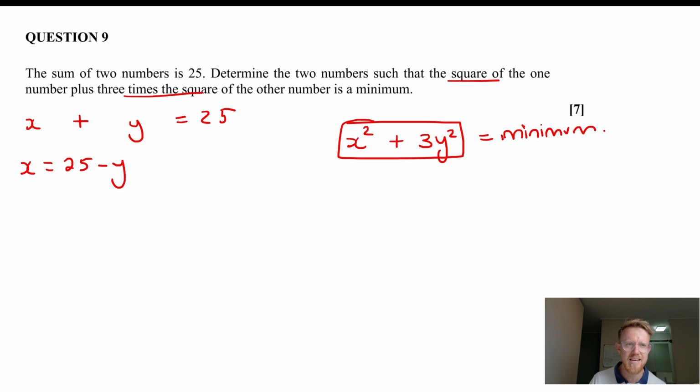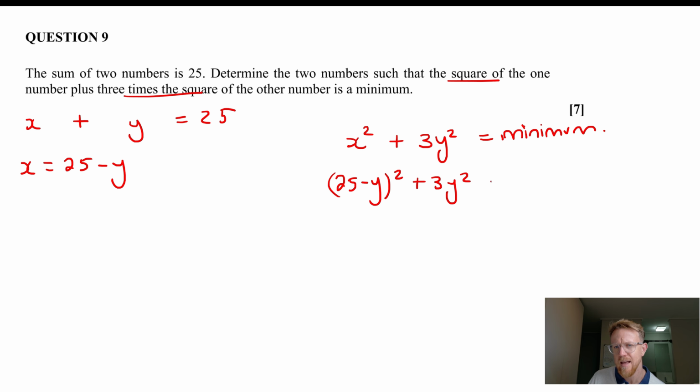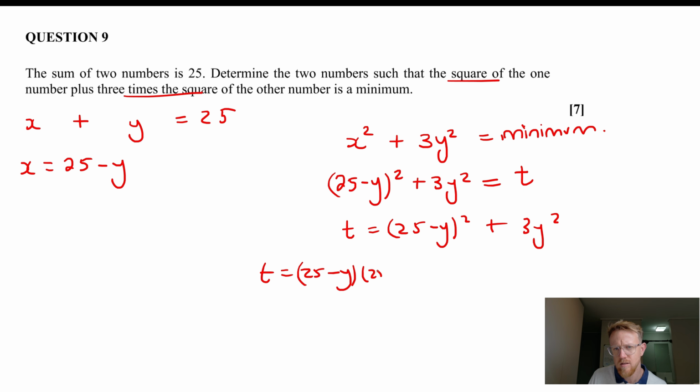I'm then going to plug that into this expression. So 25 minus y squared. See, I just replaced it over there. Plus 3y squared. And I want this thing to be a minimum. So let's just call this expression t as an example. They haven't really told us what we can call it. I'm then just going to write it the other way around. And now we're just going to multiply out these brackets.